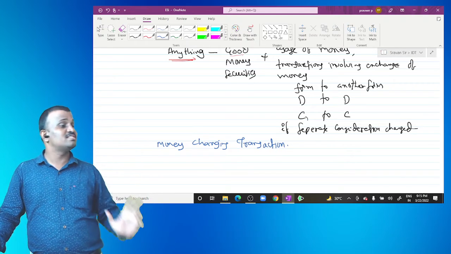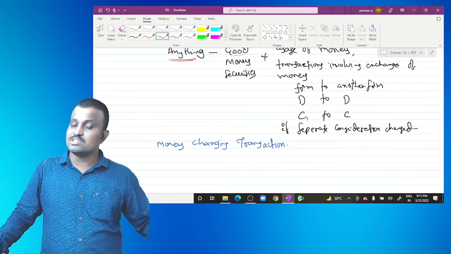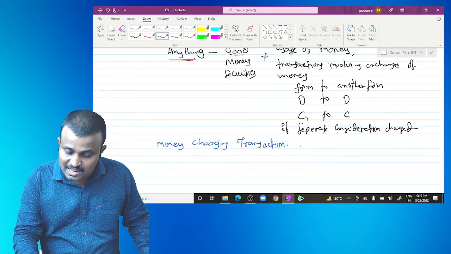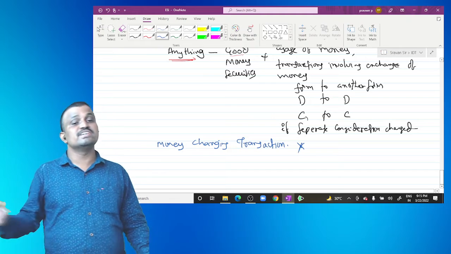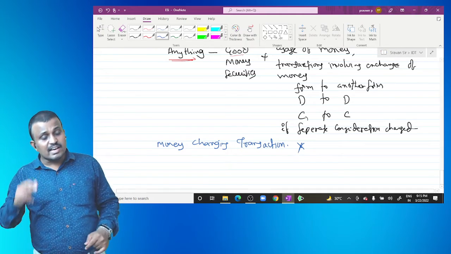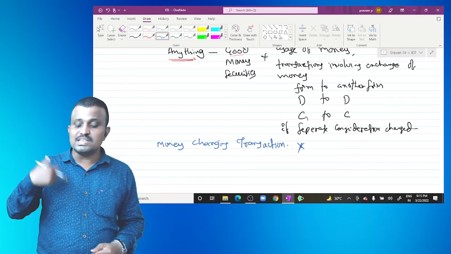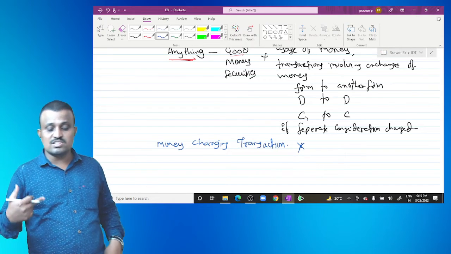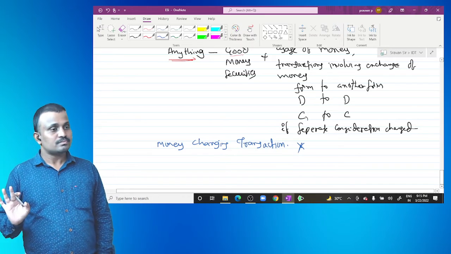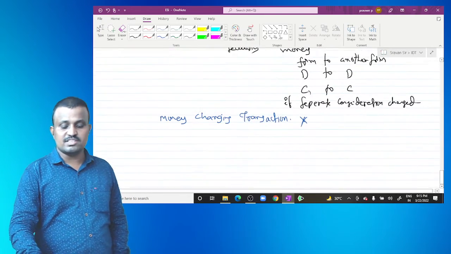The discounting charges are said to be a service, and the bill amount is said to be a money changing transaction. So a money changing transaction is not a service and is not liable for payment of GST. Any consideration charged for that transaction is said to be a service and is liable for payment of GST.